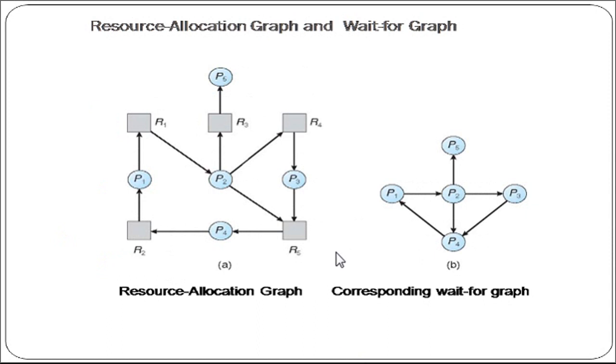Let us see the example. The left side graph represents the resource allocation graph in which nodes are resources as well as processes.